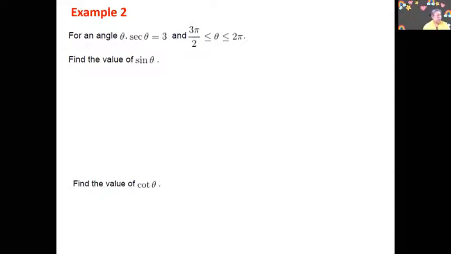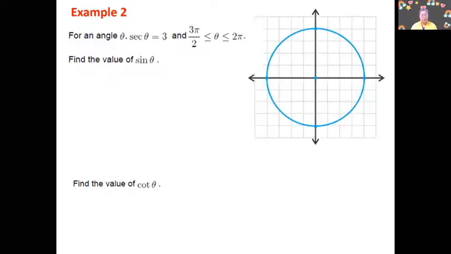Example number 2. For an angle theta, now we're given the secant of the angle, which gives you the exact value 3. And also 3 pi over 2 to 2 pi, that means we're dealing with quadrant 4. Then let's pull our quadrant out here. Again, we can see 3 pi over 2 and 2 pi, so it's obviously quadrant 4 again.